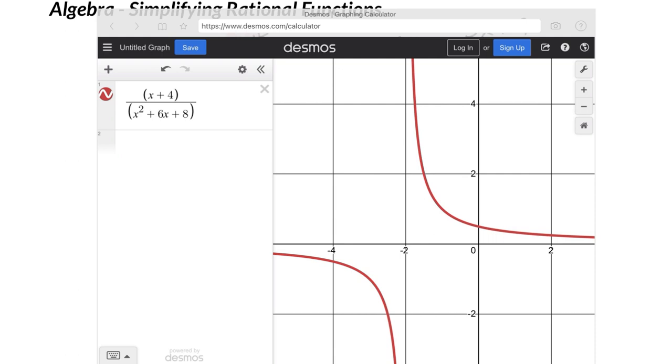Now, what happened at negative 4? What happened at the one that we divided out? That's actually a hole in the graph, and we're going to come back to that later. It's still a domain issue, in that we shouldn't be plugging negative 4 into our function. But the only spot that we actually have the asymptote is at the negative 2 indicated by our factored version. Let's do another example.